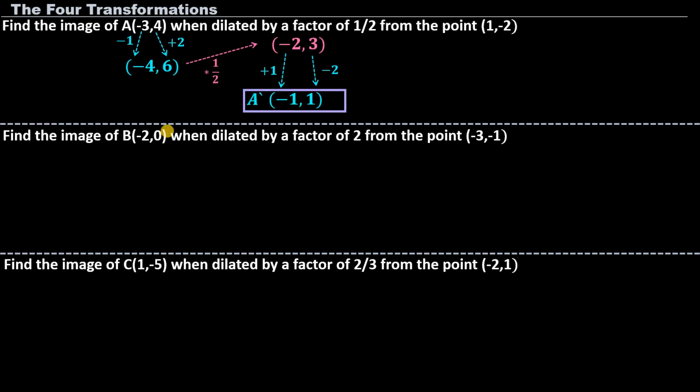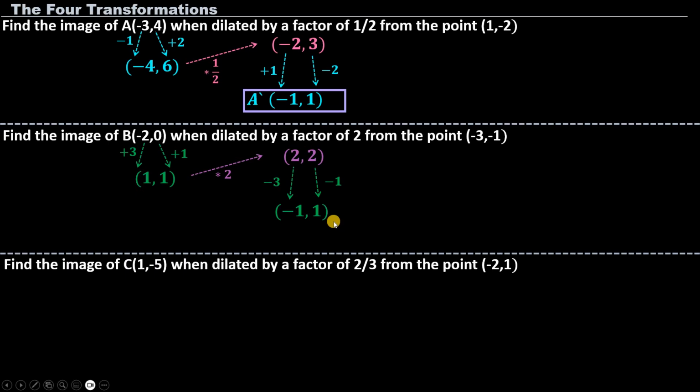As we look at the second one, B is at (-2, 0), and we're finding the image after it's been dilated by 2 from the point (-3, 1). So just like last time, we're going to add 3 and add the 1, undo the point that we're going from. That gives us (1, 1). Then we're going to multiply it by that scale factor of 2, giving us (2, 2), and then we're going to redo the point back into it. So subtract 3, subtract 1, so final answer of also (-1, 1). So B' is (-1, 1).